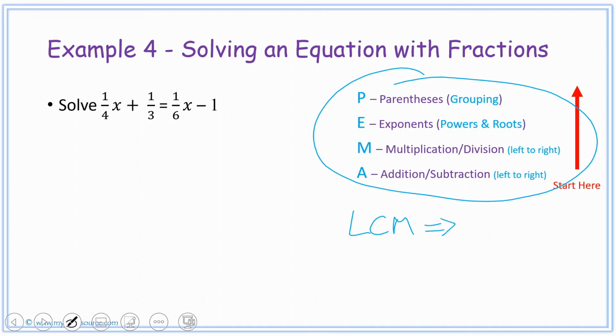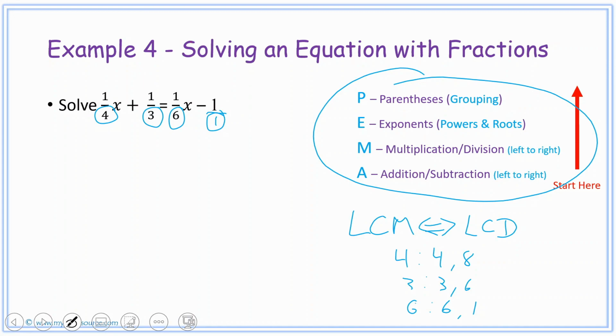Sometimes people call it the LCD when you're dealing with fractions, but it's basically the lowest common multiple or the lowest common denominator. So you're going to find the lowest common multiple of all the denominators. Remember, any number can be written as a fraction over 1. So you have 4, 3, 6, and 1, and you want to find the lowest common multiple. You can find the multiples of 4, the multiples of 3, the multiples of 6, and then see what's in common.